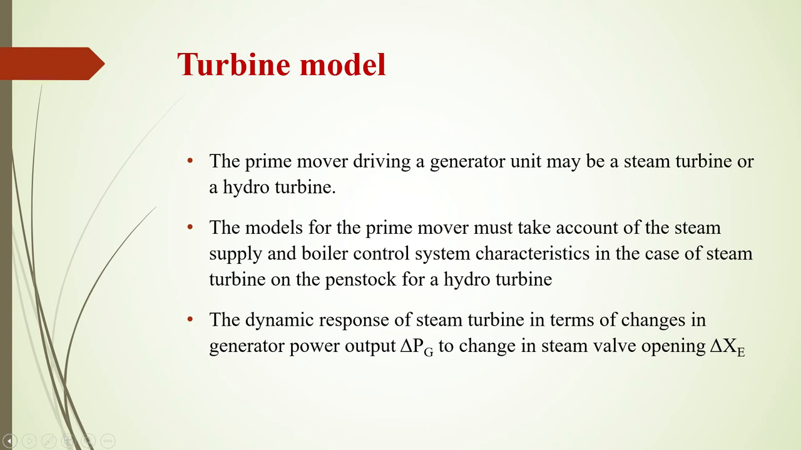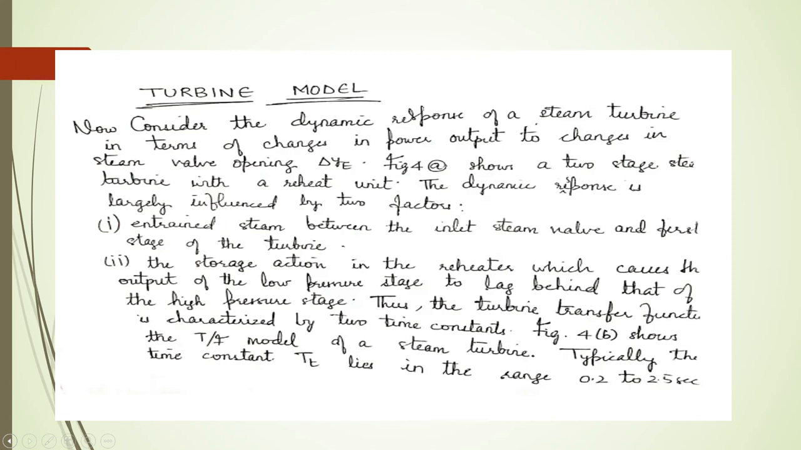The prime mover driving a generator unit may be a steam turbine or a hydro turbine. The models for the prime mover must take into account steam supply and boiler control system characteristics in case of a steam turbine. We are considering the dynamic response of a steam turbine in terms of changes in generator power output delta Pg to changes in steam valve opening, delta YE.